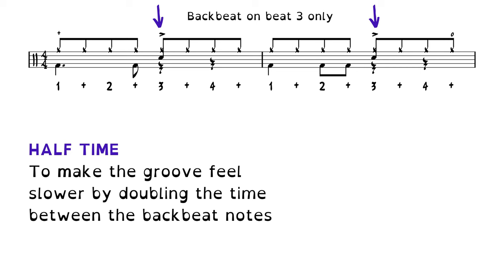Now, if we want to play our groove half time, all we do is we double the time of our backbeat. So that will mean the snare will only play on beat 3, like this.